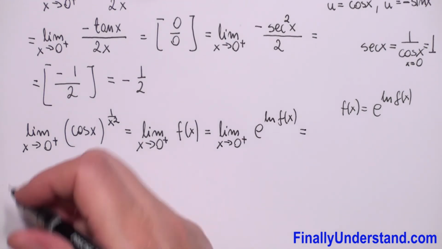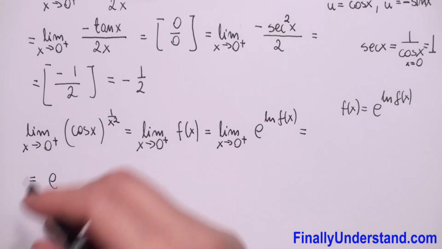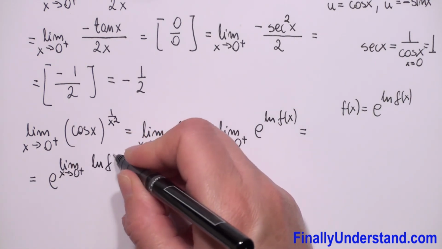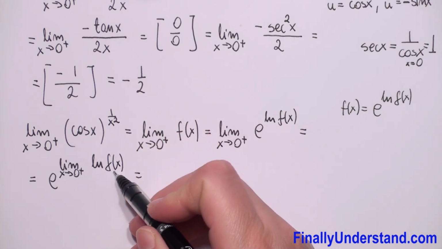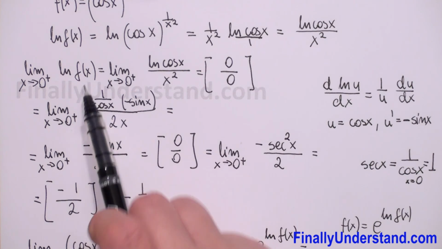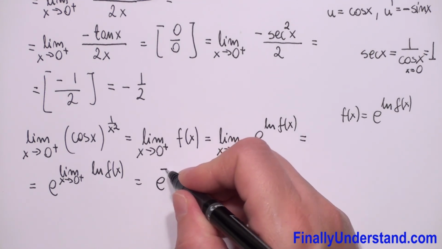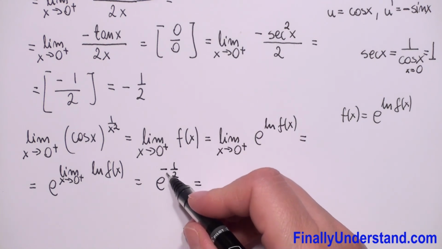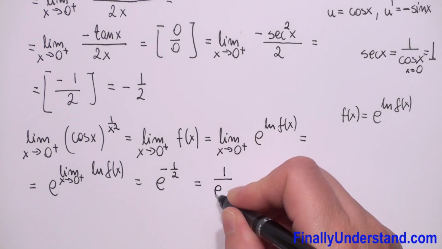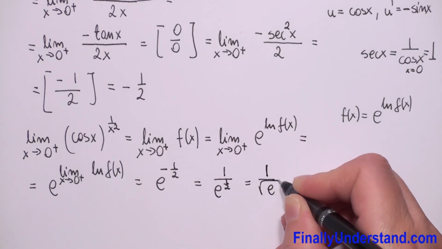Now we will use property of limit, and we have e to power, this limit is going to the power, so we have limit as x approaches 0 from right of natural log of f of x. This limit we just found. Limit as x approaches 0 from right of natural log of f of x is equal negative 1/2. So we have e to power negative 1/2. Negative sign means we have to take down this e. So we have e to power 1/2, it means we have 1 over square root of e. This is my solution.